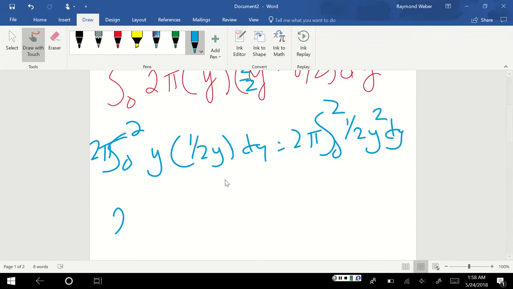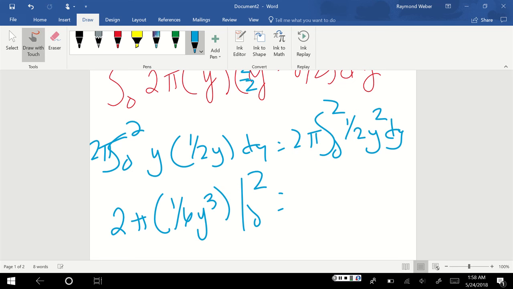So then my next step here, I'm doing the actual integration, it's going to be 1/3, so 1/6 y to the third, 0 to 2. So that's going to give me, let's see here, that's an 8, right? And this is a 1/3, so 8/3 pi minus 0, or 8 pi over 3, whichever way you want to write it. That's my final answer of my volume.